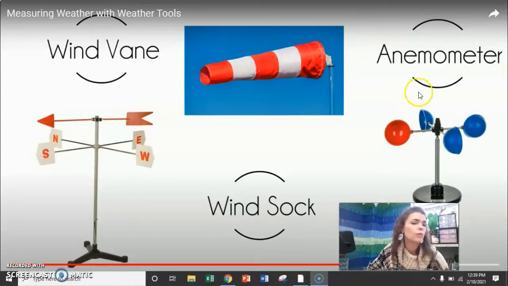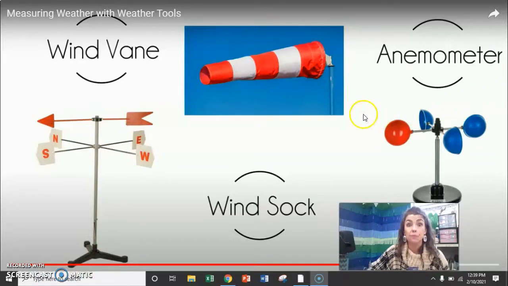The final tool we will not be using here at school or at home. It's called the anemometer. An anemometer is a spinning wheel of cups that are moving around as fast as the wind blows and will tell you the speed of the wind. But we will be using a wind sock to show the strength of the wind.